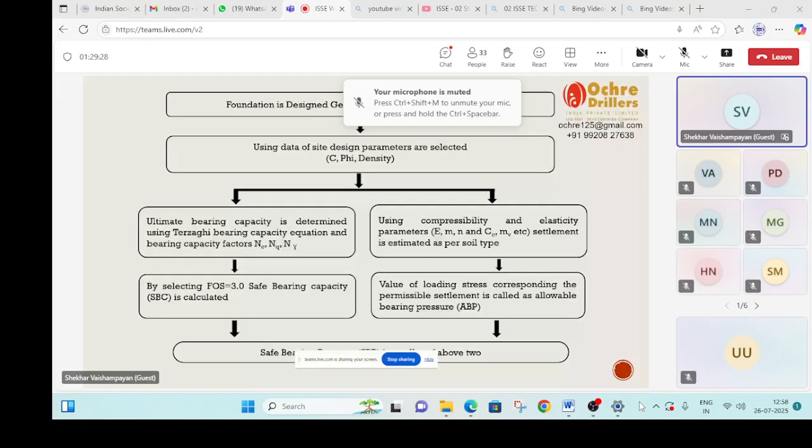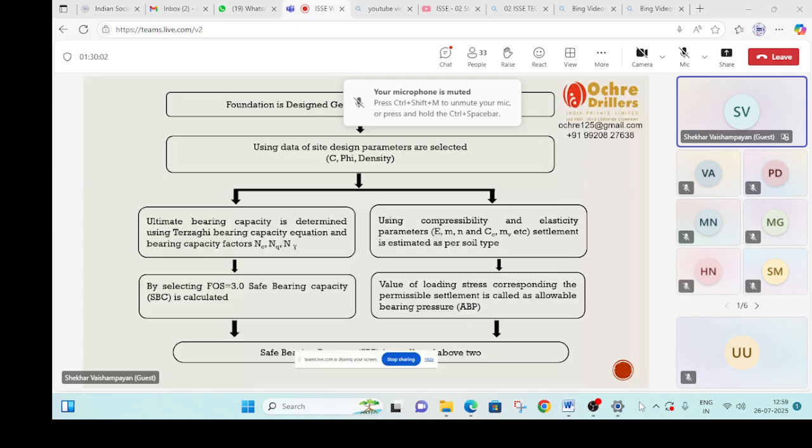Okay, so how do you look at this? Once the foundation depth is taken, you have the data from soil design parameters. You have selected the C, phi value and density value, as we said, the least possible value, and then you come to this condition, and then you determine for a given depth the ultimate bearing capacity. For determining the ultimate bearing capacity, you know that you have studied Terzaghi's bearing capacity equation. You use that, use Nc, Nq, and N gamma, come up with those values, apply a factor of safety on that, and you come up with the safe bearing capacity value.